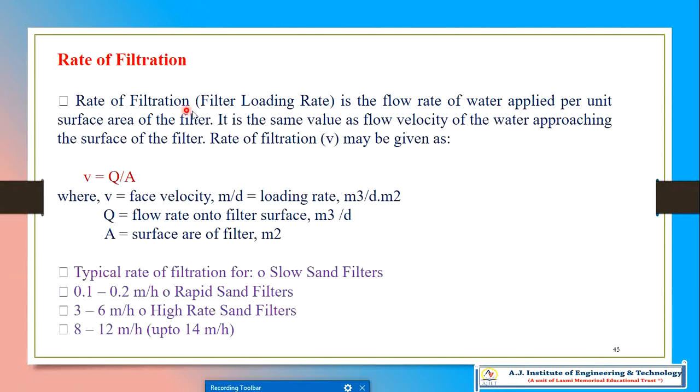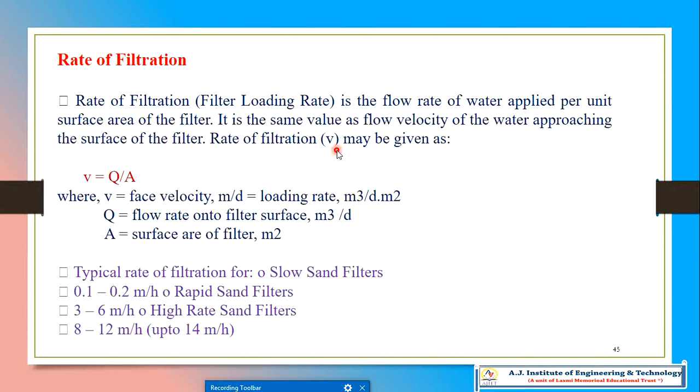the rate of filtration, or filter loading rate, is the flow of water applied per unit surface area of the filter. It is nothing but the water applied per unit surface area, meaning length into breadth of the tank. It is the same value as the flow velocity of the water approaching the surface of the filter. The rate of filtration V may be given as Q by A, that is discharge by area.